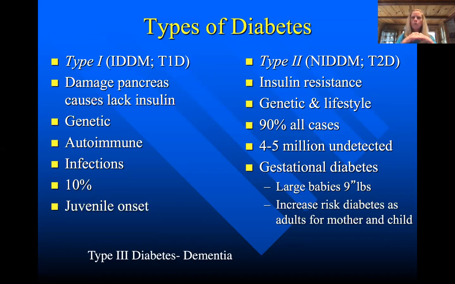But then after they get screened, they realize that it's undetected and they get referred for medical care. One of the big risks for type 2 diabetes is called gestational diabetes. And in gestational diabetes, they screen for this with all pregnant women nowadays.